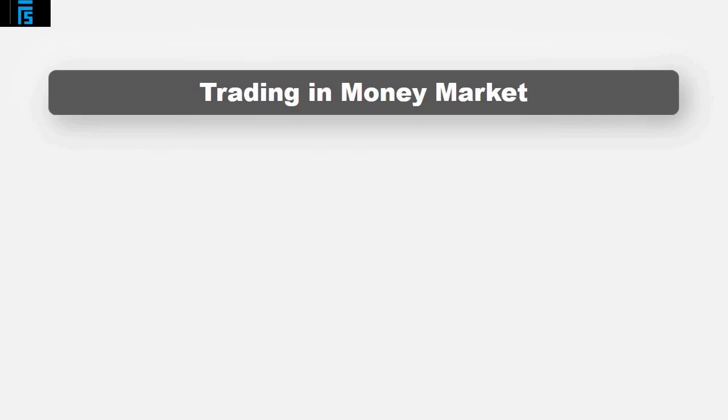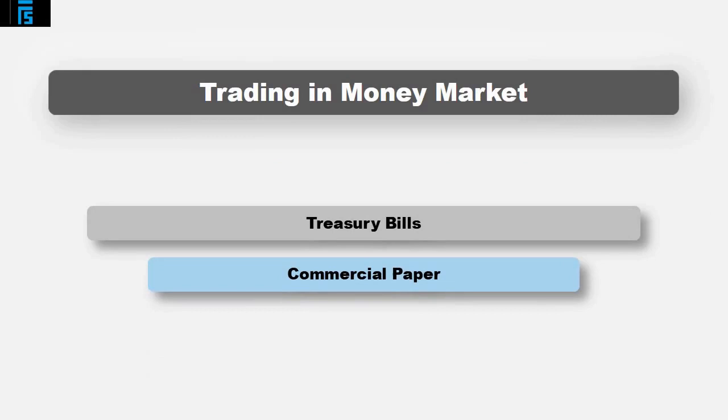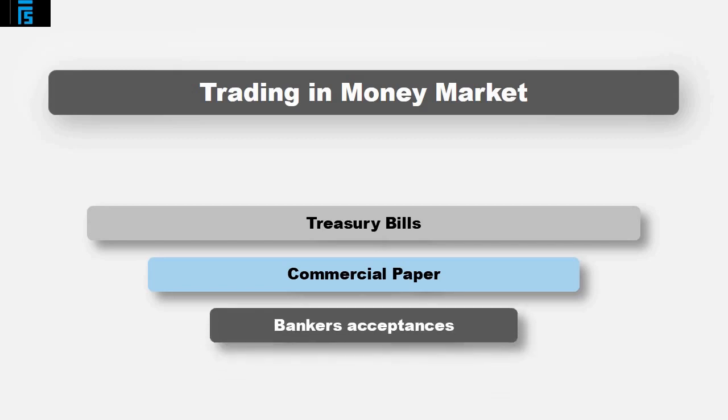On the money market, the following can be traded: Treasury bills, commercial paper. These are short-term unsecured debt issued to fund short-term debts of an organisation, like trade receivables. Bankers' acceptances. Another short-term debt instrument that is guaranteed by a commercial bank, similar to a Treasury bill.